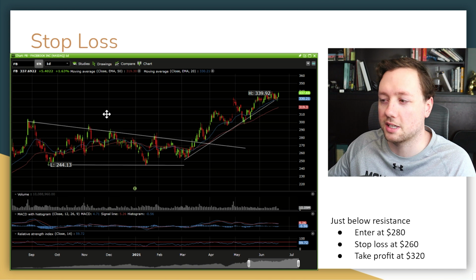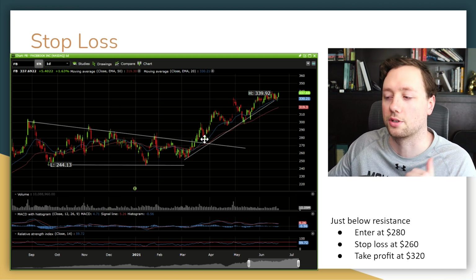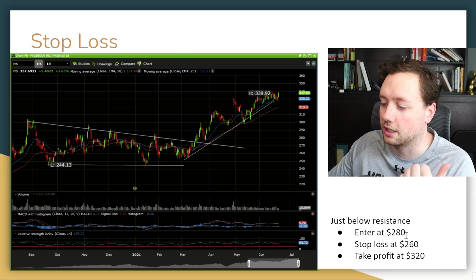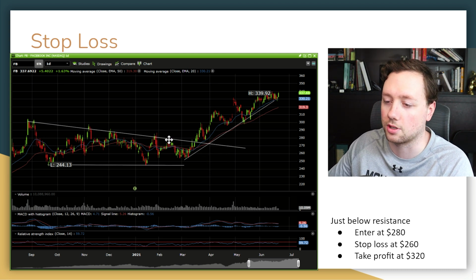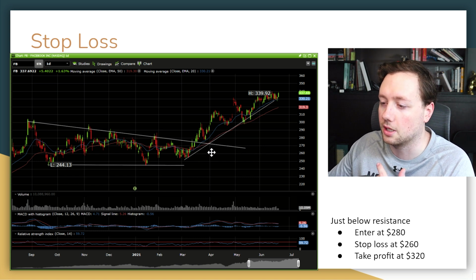Okay, now let's take the same example and talk about our stop loss. So you enter in on the breakout here. Where do you put your stop loss? Well, let's say that you got in at $280. Where I would put my stop loss is just below this trend line right here. So for us, it would probably be around $260 right in here somewhere, maybe $265, $270 if you wanted to do it really tight.